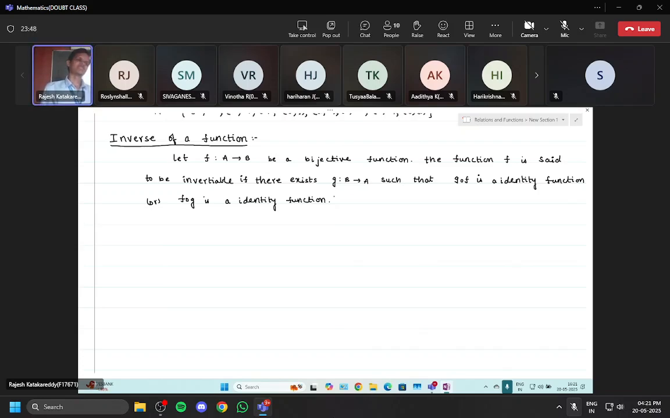Same element, what element you give, same image. Right? So if you have a bijective function, then it will definitely have an inverse. If you are doing composition between g and f, you should get the identity function. If it is happening like that, then g is the inverse of f. Here, the function g mapping B to A is the inverse of f. Vice versa is also true. If g is the inverse of f, then f will be the inverse of g. Clear? Understood?